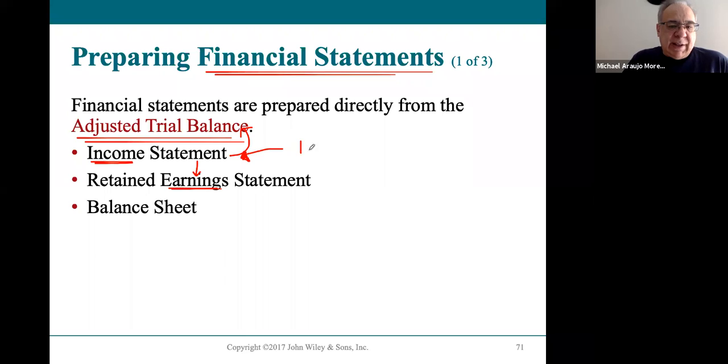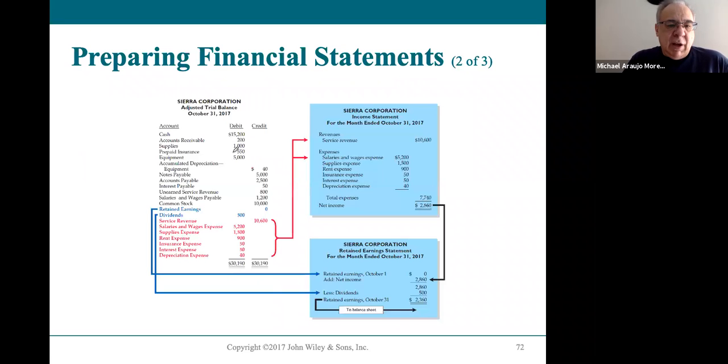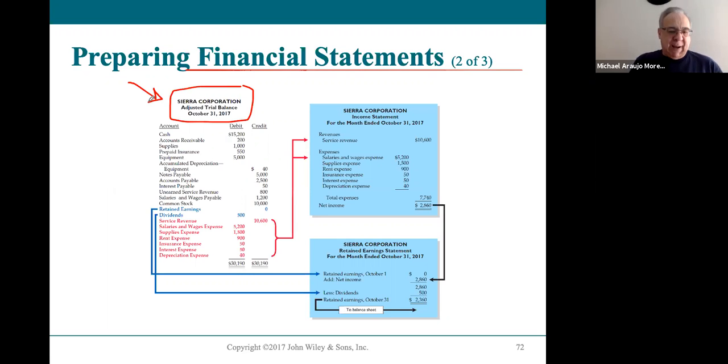And then the last thing we do is put together our balance sheet. Okay. So again, let's start with the most important one. We've been spending all of our time adjusting our revenue and expenses through that adjustment process. So let's do the income statement. To do the income statement, we need the adjusted trial balance in front of us. All of the final statement numbers come from the adjusted trial balance.